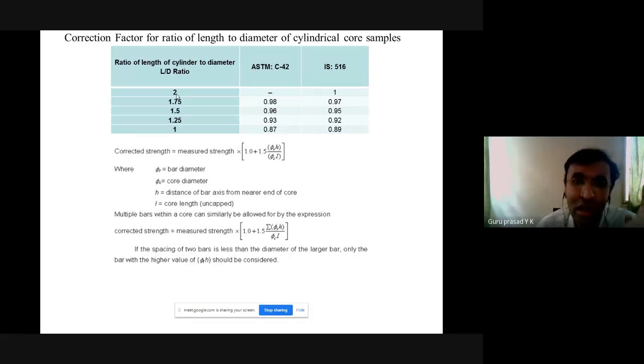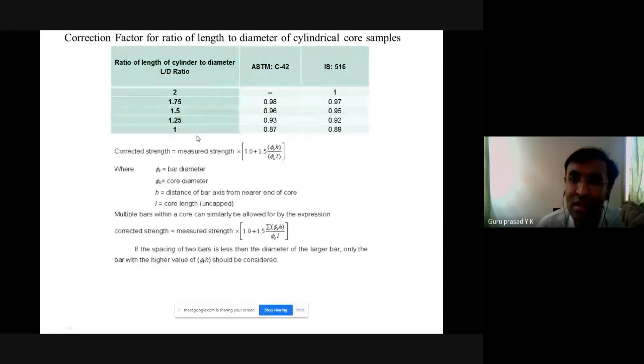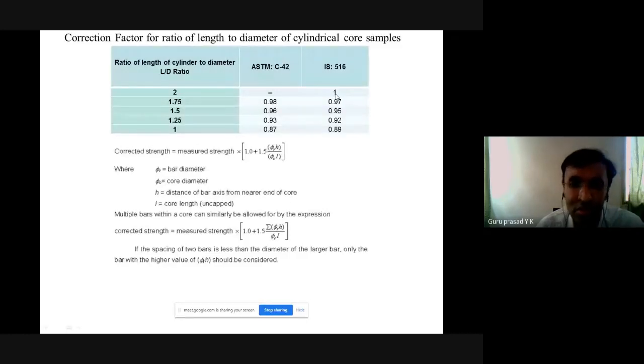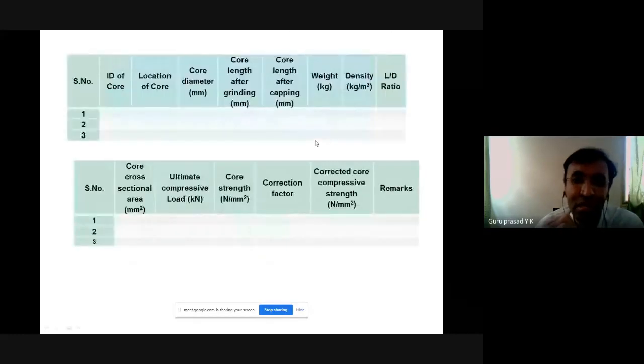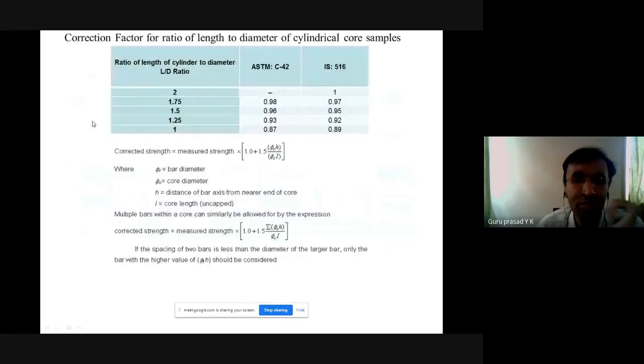But if you have a value which is less than 2, then you will have to apply these correction factors. See, I'm moving my cursor here: according to ASTM C42, it is in this column, and according to IS 516, you use these correction factors for the corresponding height to diameter ratios. And mind you, the correction factor is 1 for a ratio of 2, which means you don't have to use it.